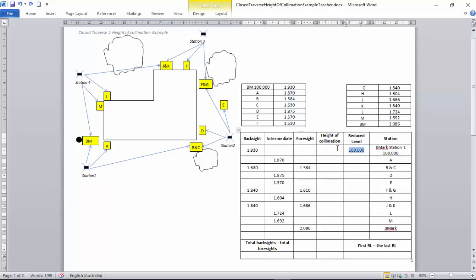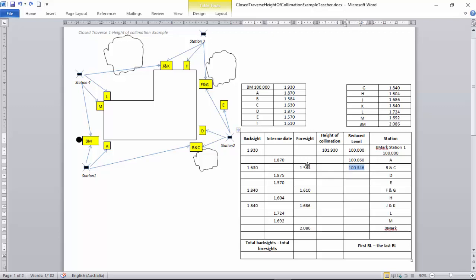Okay, then what we do, our first figures on the sheet, we've nominated this at a 100 as the benchmark, so we enter our 100 there as our reduced level, and the first thing we do is we just add our reading at A to our benchmark, which is 1930, so it becomes 101.93. Okay, then our second reading is 1870. We take that 1.87 away from the 101.93, and that's the figure we get, 100.060.